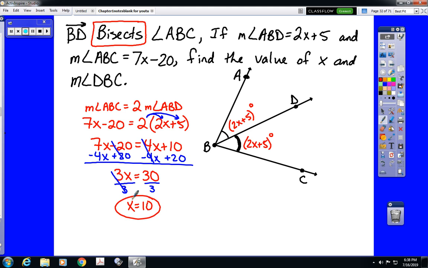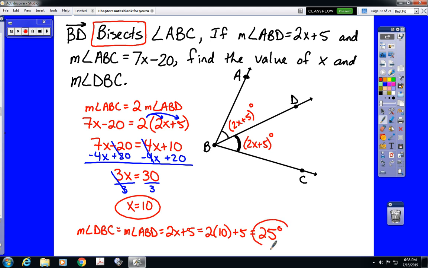Now that's the first part of our answer, but we also need the measure of angle DBC. Well, the measure of angle DBC is the same as the measure of angle ABD. So that would be 2x plus 5, or 2 times 10 plus 5, which would be 25 degrees.